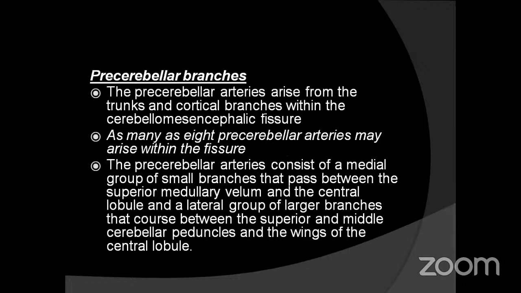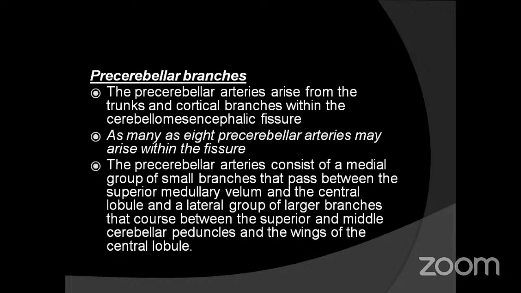Other types of branches that arise from the SCA are the pre-cerebellar arteries. Now, we have discussed previously that pre-cerebellar branches are the branches that arise in the cerebellomesencephalic fissure, or the S3 segment. So the pre-cerebellar arteries arise from the trunks and cortical branches within the cerebellomesencephalic fissure, the S3 segment of the SCA. As many as 8 pre-cerebellar arteries may arise within the fissure.